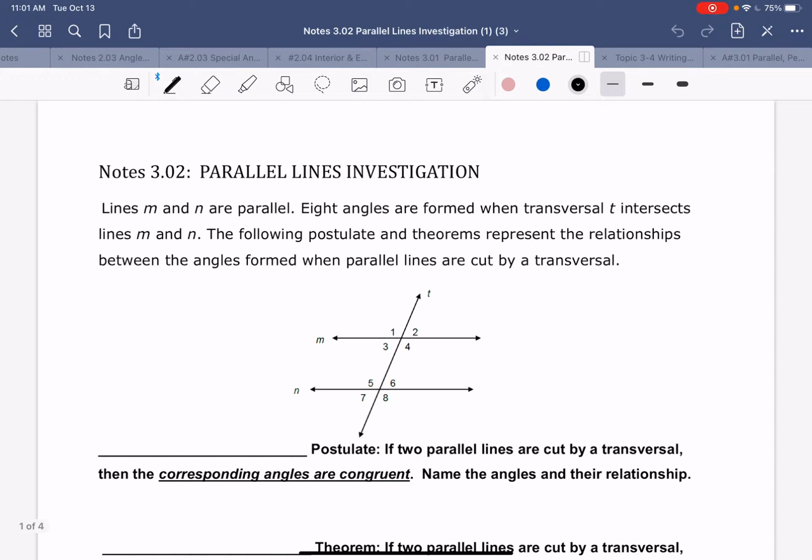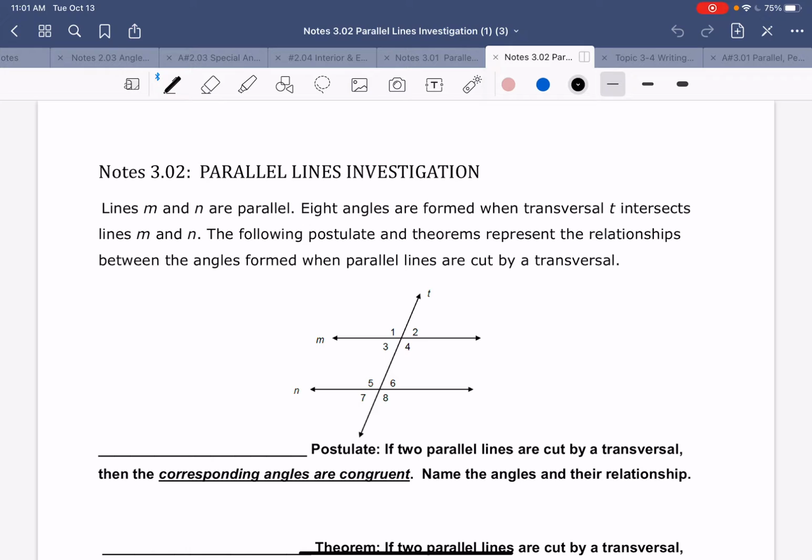All right, so here are the notes for 3.02 parallel lines investigations. So yesterday, or the video before this, we talked about parallel and perpendicular lines. Parallel lines are lines that never touch. Skew lines are lines that never touch but are also not parallel. And then we talked about parallel planes.